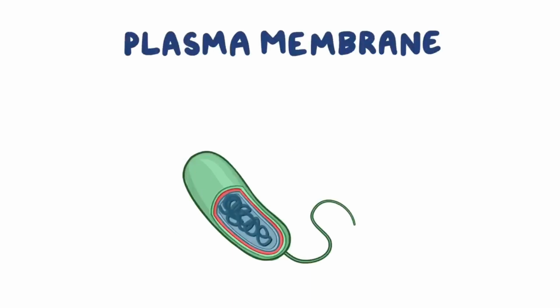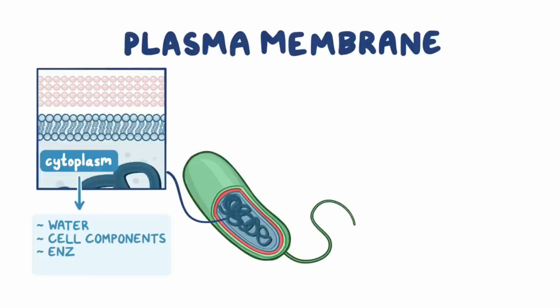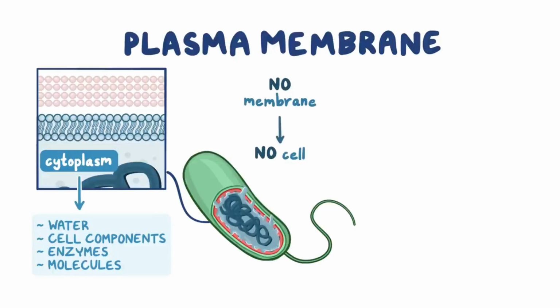Moving to the plasma membrane. The plasma membrane has a cytoplasm, cellulose components, enzymes and molecules. There is no membrane and no cell.